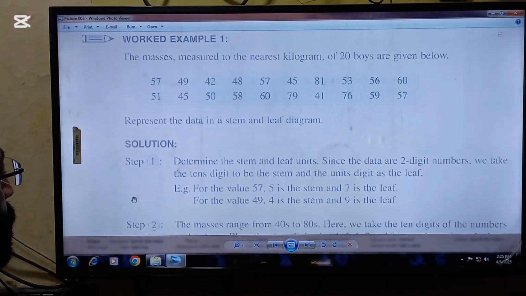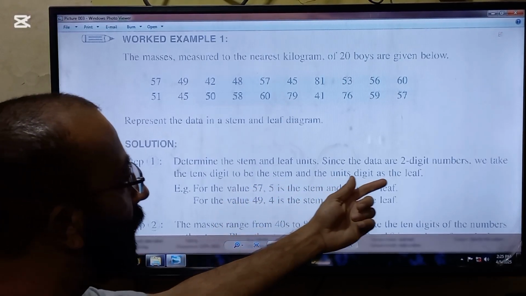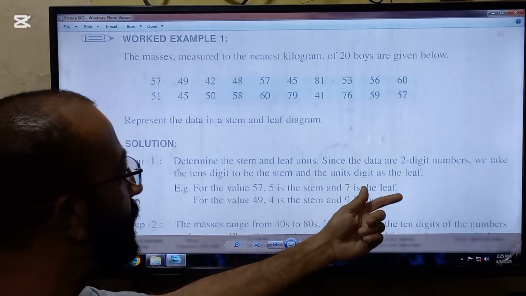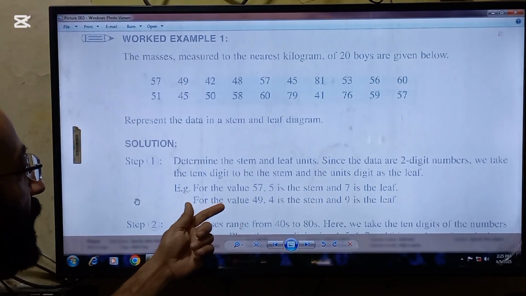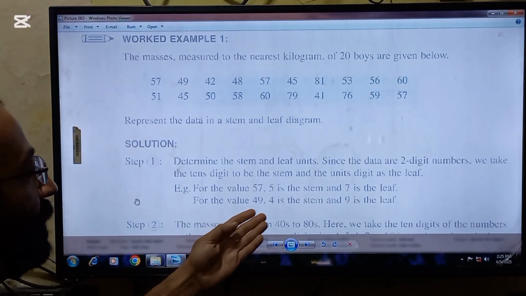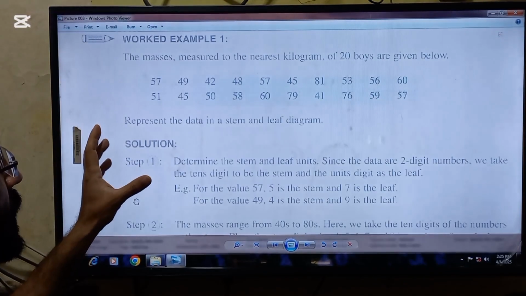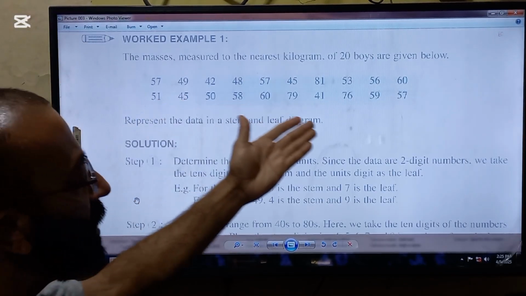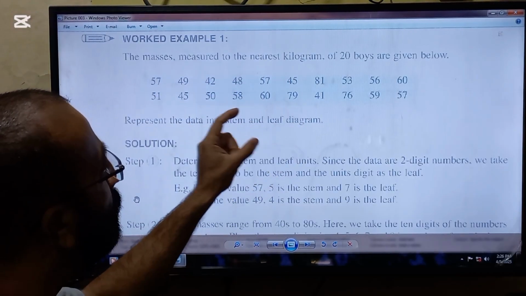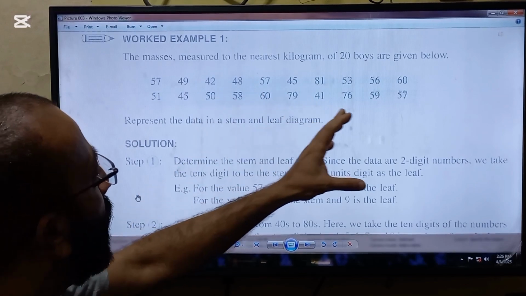The first step you have to understand is to determine the stem and leaf units. Since the data are 2-digit numbers, we take the tens digit as the stem and the unit digit as the leaf. For example, for the value 57, 5 is the stem and 7 is the leaf. For 49, 4 is the stem and 9 is the leaf. The next thing to note is the minimum and maximum values. In the data you can clearly see 41, so the 40s values are minimum and the 80s values are maximum.